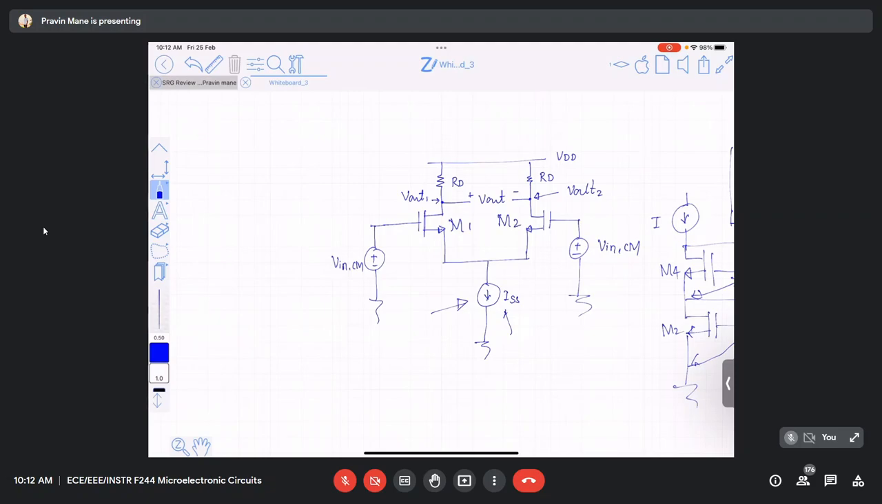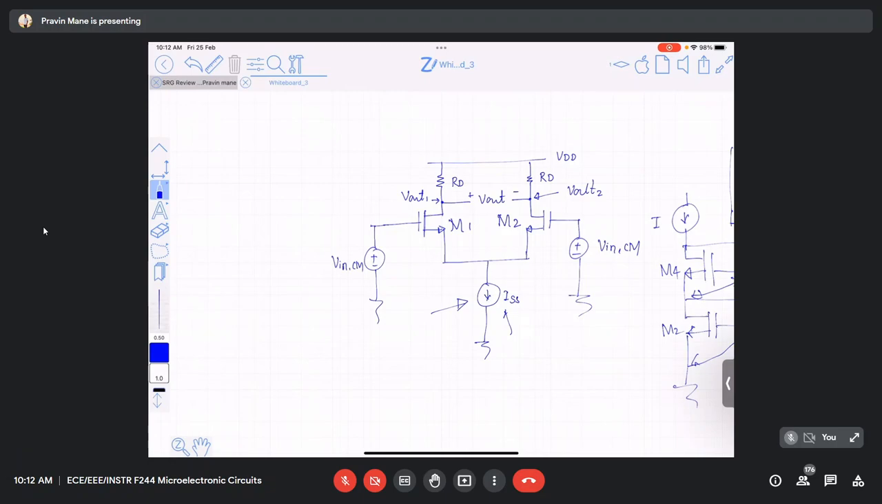Okay? What I said in the last lecture, even if I change V in CM, the current flowing through M1 and M2 is not going to change. It will be ISS by 2. But for that to happen, both M1 and M2 should be in saturation, and the current provided by ISS is a constant value. It is not varying. Right? So with this information, I should find out what should be the minimum and maximum value of V in CM so that transistors M1, M2 remain in saturation.